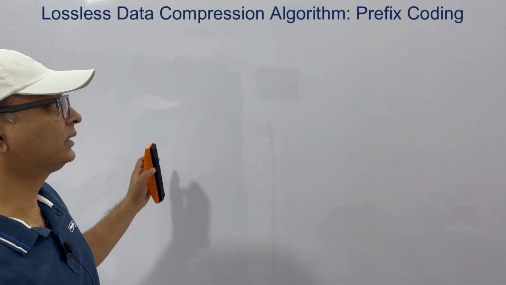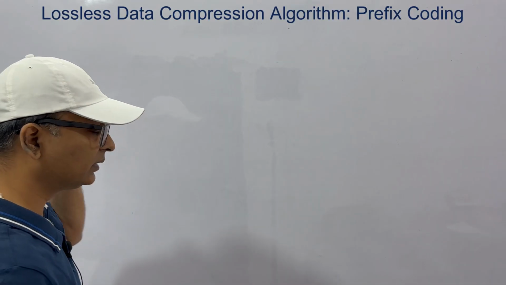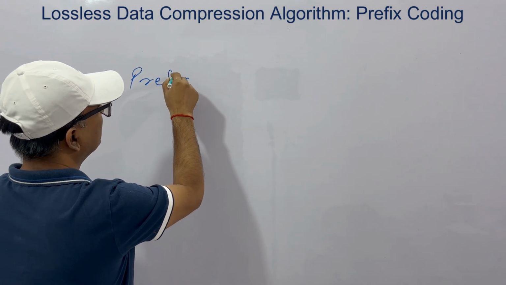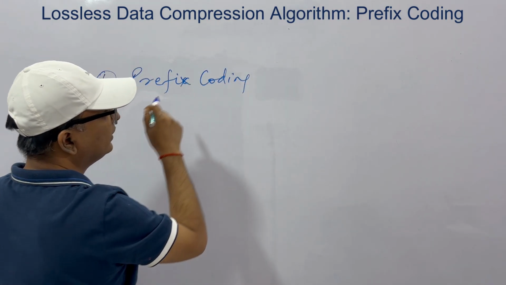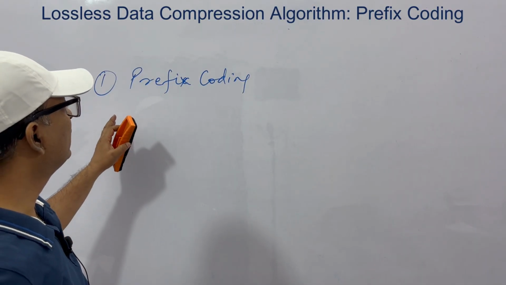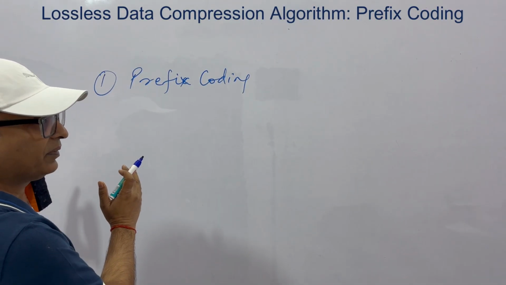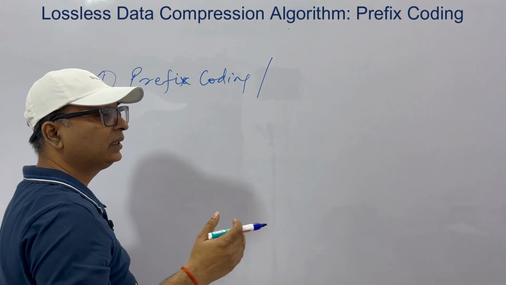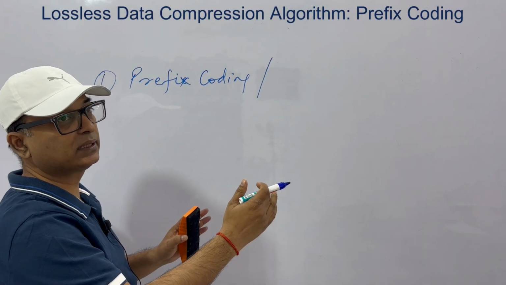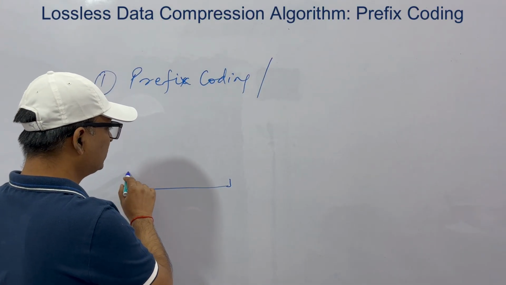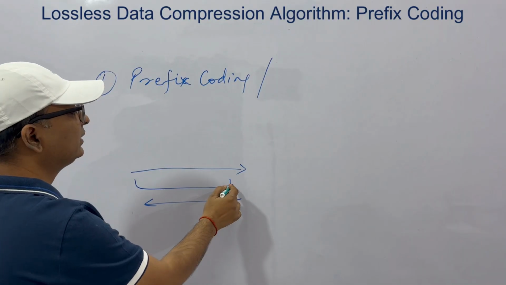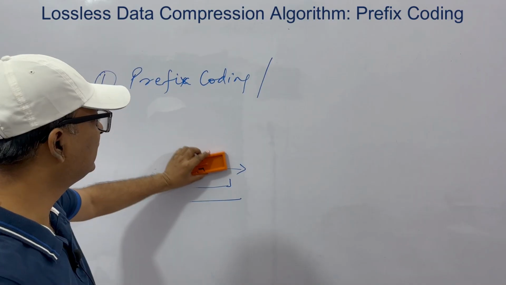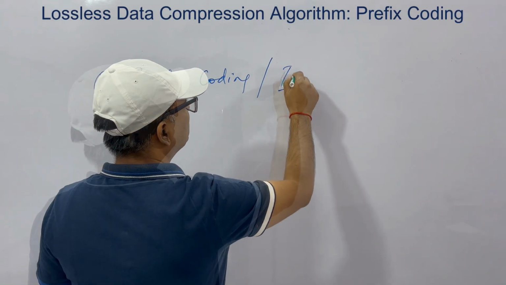Now the first type of data compression algorithm is what is called prefix coding. Why prefix? Because we put prefix conditions. In a signal, we put prefixes, and the code generated by these can be decoded the moment the symbol is received at the receiver end. That is why they are also called instantaneous codes.